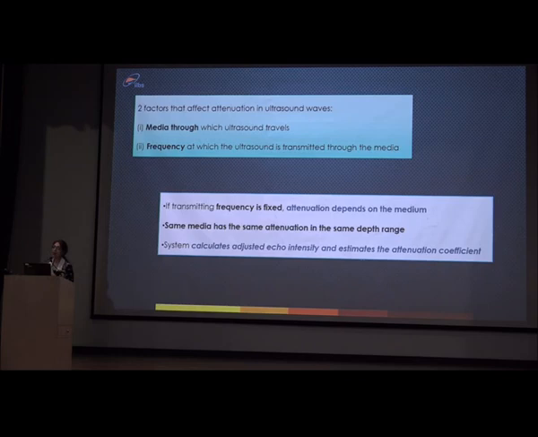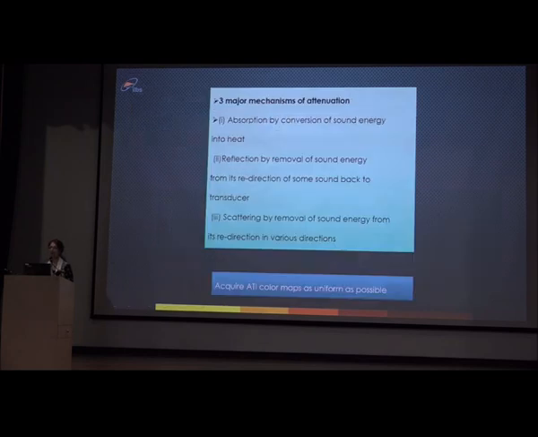Now, when you use an ultrasound machine, the frequency that you're using is already prefixed, right? You're using a prefixed frequency. So the only thing that affects the attenuation is the media. So if you fix the transmitting frequency, the attenuation only depends on the medium, and that is how the machine is wired, and using the help of AI, it has calculated adjusted echo intensity, and it estimates the attenuation coefficient or the destruction of sound waves.